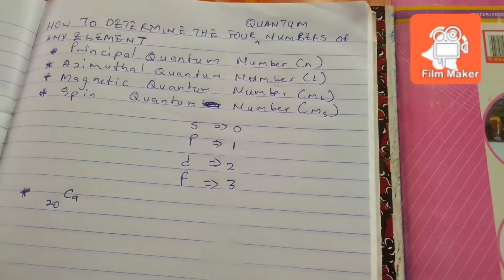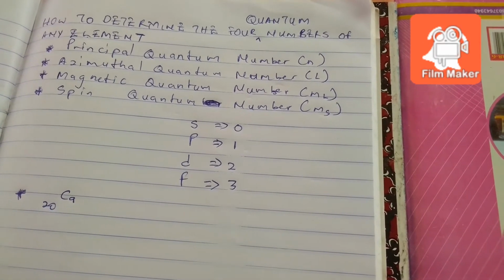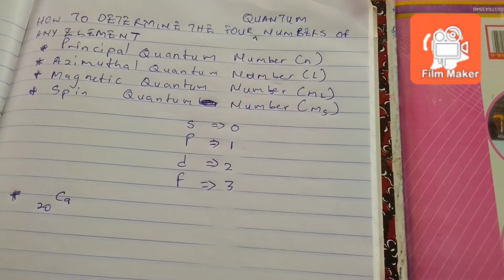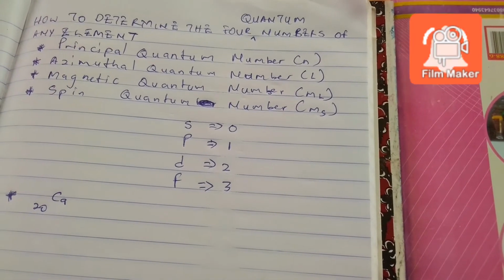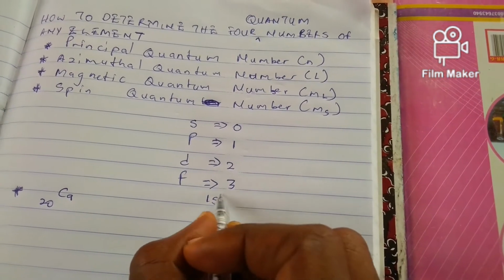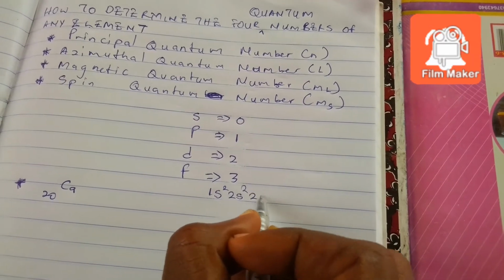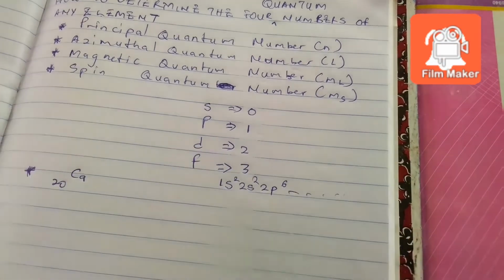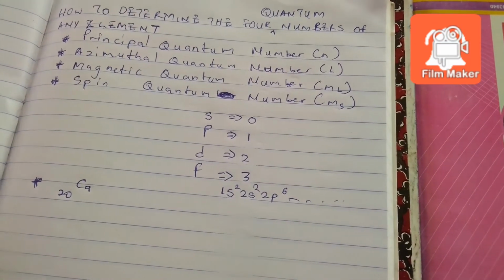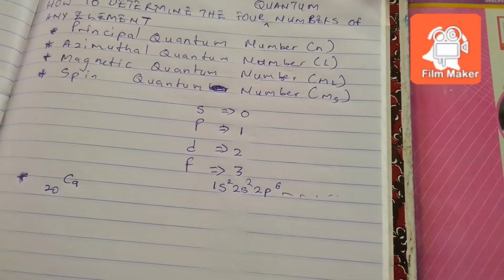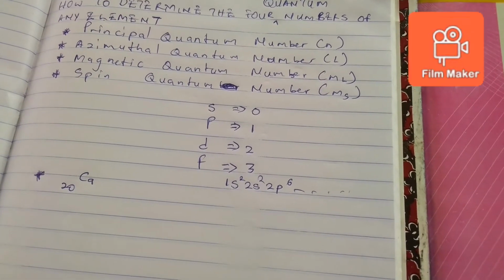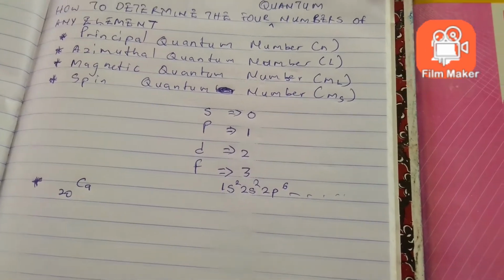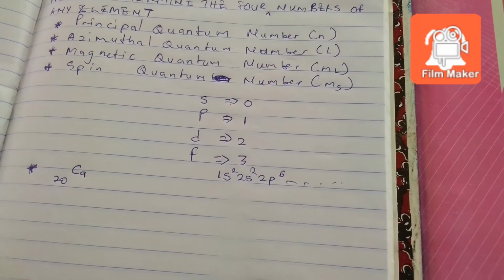So today I'll be showing you how to do this very fast without stress. We'll be using this electronic configuration here, and I'm very sure we are all familiar with it. That is what we are going to use to aid our work today. So let's look at calcium.